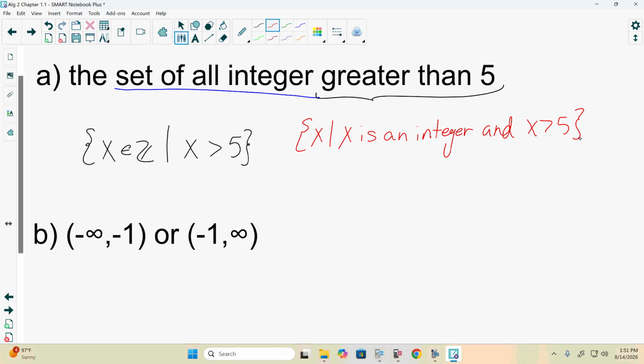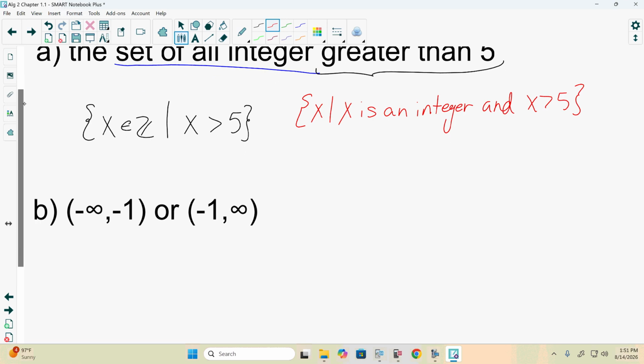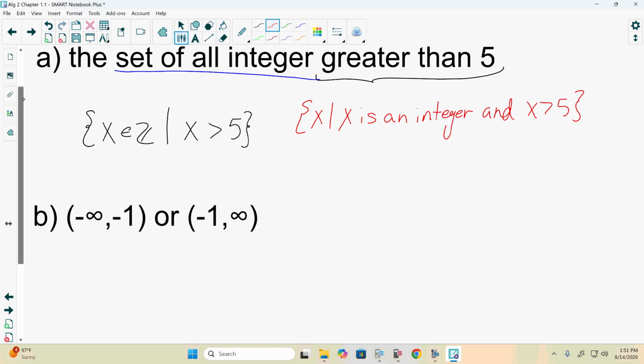I'm a mathematician at heart. If I don't have to write all that, I'm not going to write all that. The fact that that says the exact same thing in a lot less words. Questions on A? We ready for B?